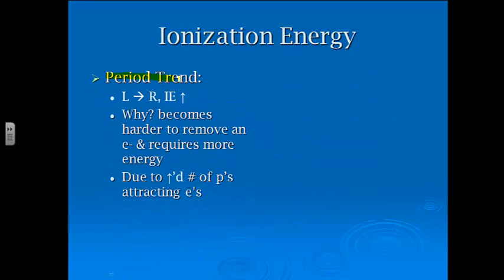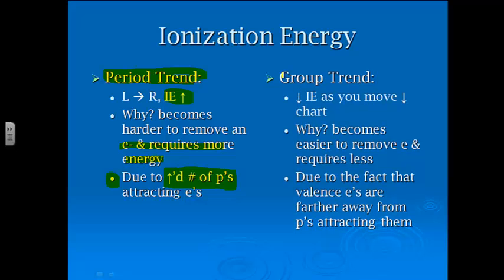Now for ionization energy, as you go from left to right, the ionization energy increases, and that's because it becomes harder to remove an electron and requires more energy. Well, here's that same reason. As you go from left to right, you have an increased number of protons attracting the electrons at that same sublevel or that same distance away from the nucleus. And again, I'll try to illustrate this better and explain it in class the next time that I see you.